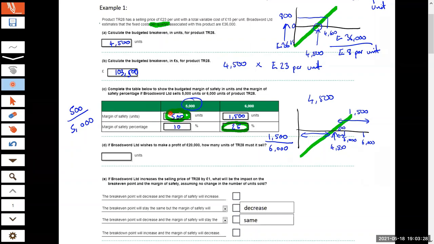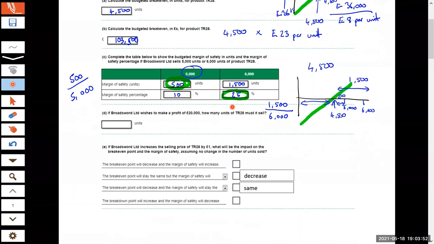Brilliant, great, Shelley, okay. And here is very similar. We start off at the 4,500 and we're going all the way to 6,000, okay? So we're going from 4,500 to 6,000. And that's how we get the 1,500. Brilliant. And then we get the percentages. Okay, that's great. Absolutely fantastic.